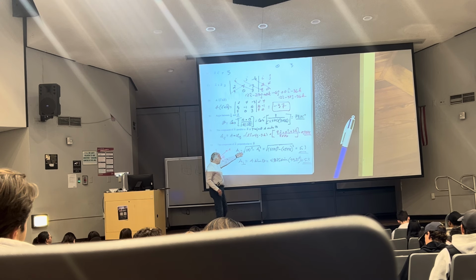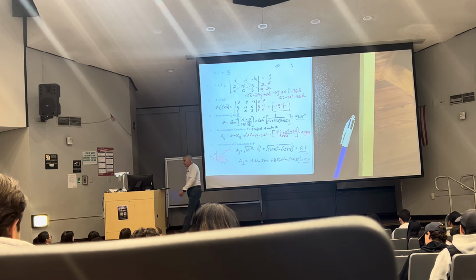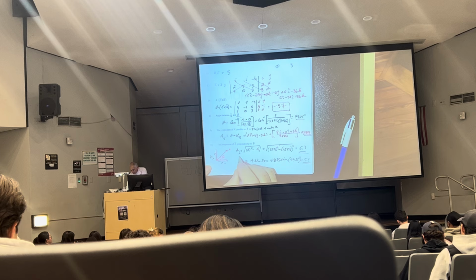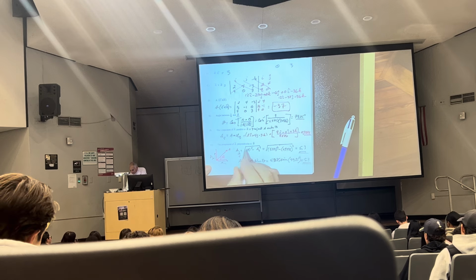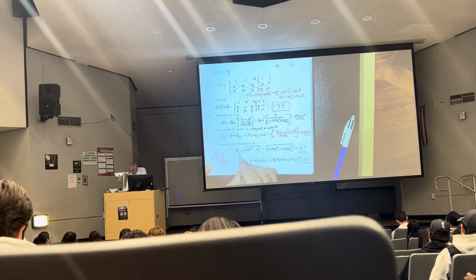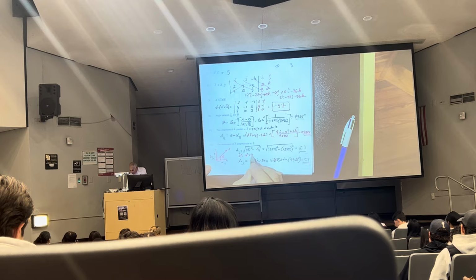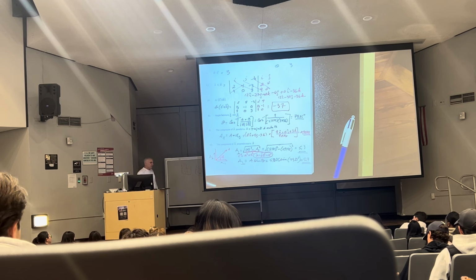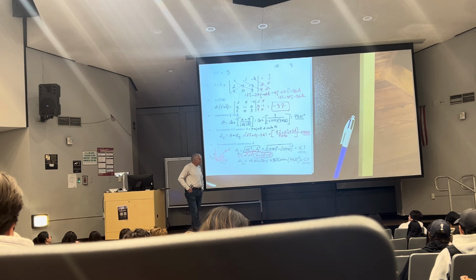So this is nothing more than C squared equals A squared plus B squared. I'm rearranging for B. B is the square root of C squared minus A squared. That is what you see here. Okay?